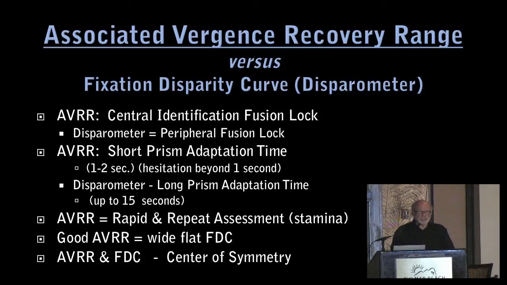The dyspyrometer has a much longer prism adaptation time, up to 15 seconds. I wanted to understand the measure would have a reflection of the minimal time and energy that should be allocated to realigning your eyes inside Panum's area while reading. Quick and sensitive.